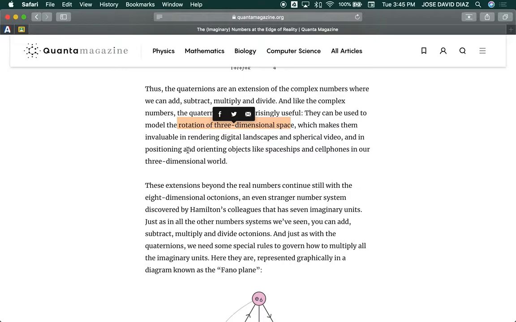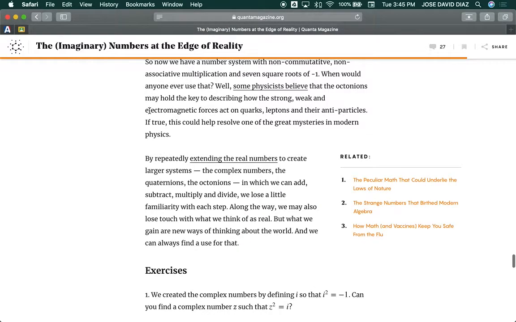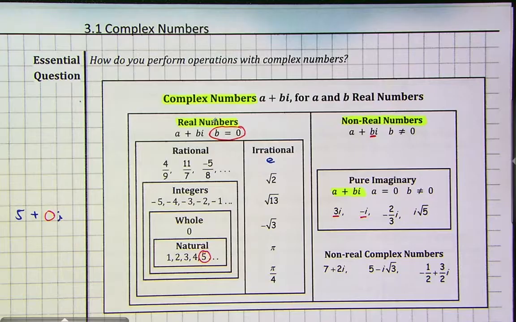So whenever they are trying to position and orientate objects like spaceships, they use the quaternions. Or whenever they're trying to position cell phones in a three-dimensional world, they use the quaternions. But there's also something called octonions. And they go over some electromagnetic forces, some of the quantum physics. And that's when we realize.